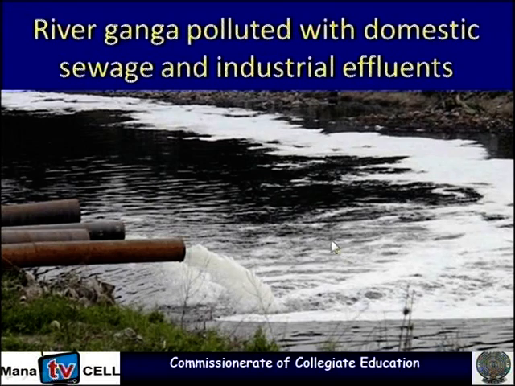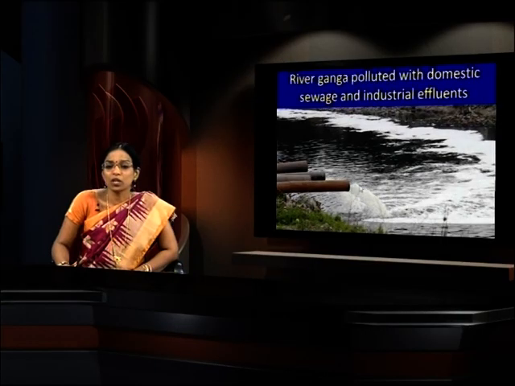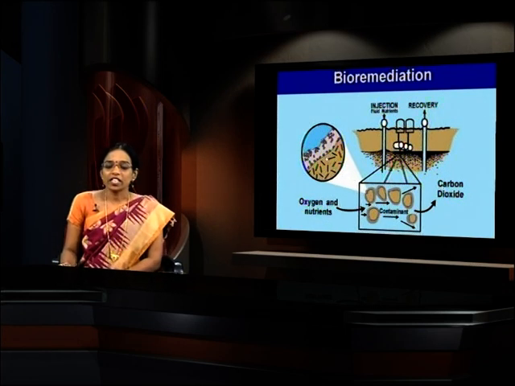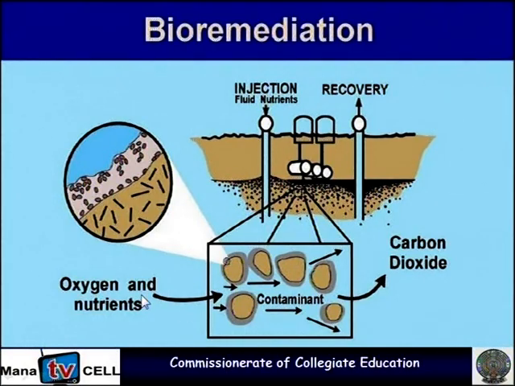The organic residue now can be used as manure, and thus recycling of solid waste can save enormous cost of incineration. So, here I have shown, you see river Ganga is polluted with domestic sewage and industrial effluents. These are the pipelines through which the industrial effluents and domestic sewage is released into the river water. So, this is the process of bioremediation, wherein the contamination is sent here and we are supplying oxygen and nutrients, means it is aerobic, and here carbon dioxide is released. We are injecting the contaminants through this pipeline and we are recovering the biodegraded and useful material here.